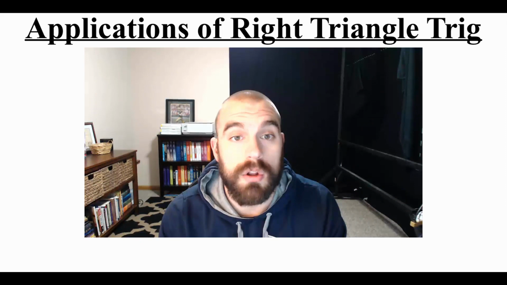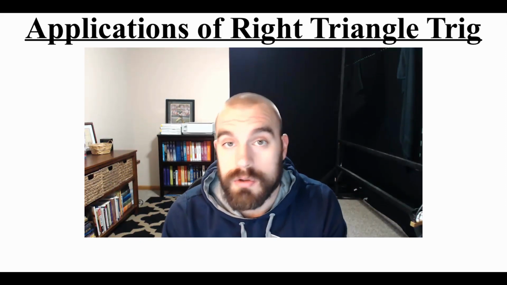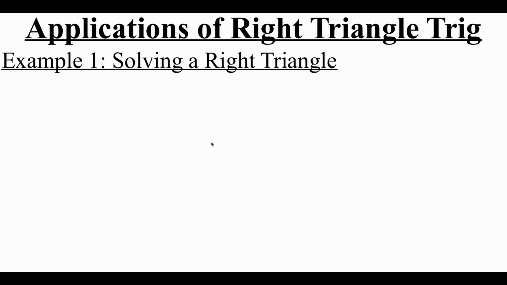In this video, we're going to look at applications of right triangle trigonometry. As we're taking a look at a triangle, it always has 6 parts. It's got 3 angles and it's got 3 sides. But we don't need to know all 6 of the parts to determine triangle congruence.